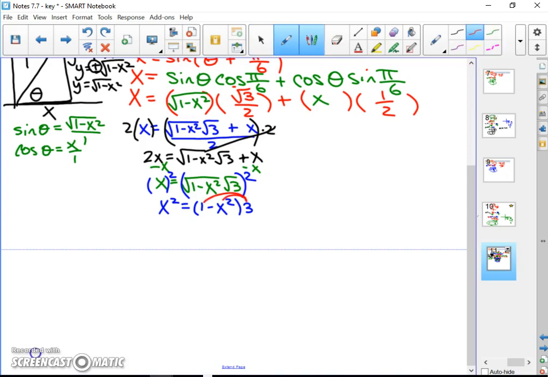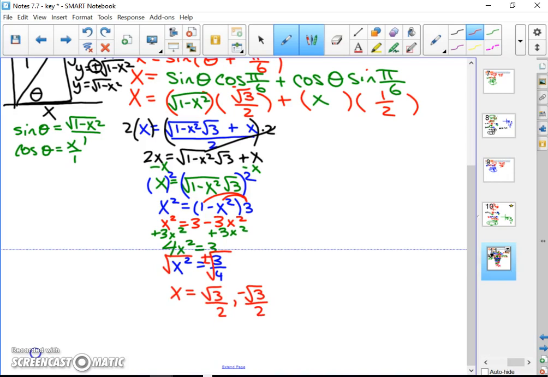Let's continue solving though. Let's distribute the 3. Combine like terms. And 4x squared equals 3. Divide by 4. So x squared equals 3/4. And then at last I'm going to take the square root on both sides. Actually, that's a plus or minus root, because I'm going to get plus or minus the square root of 3 over 2. You're going to get the square root of 3 over 2 and negative square root of 3 over 2.